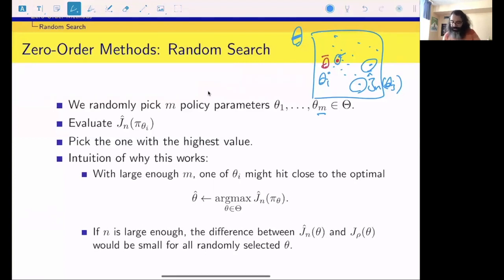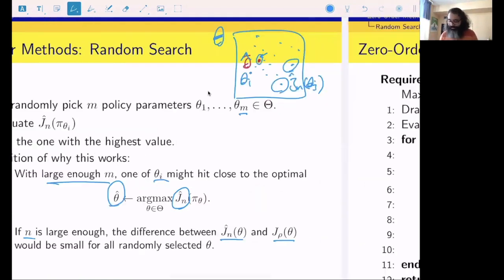So the idea here is that with large enough m, one of the theta i's might hit close to the optimal that we have there. Here I'm using theta hat instead of theta bar because this is based on j hat and not j rho. Also, if the number of rollouts n is large enough, the difference between j hat and j rho would become smaller and smaller, like 1 over the square root of n. So with a similar argument to what we had before, things should still work fine.